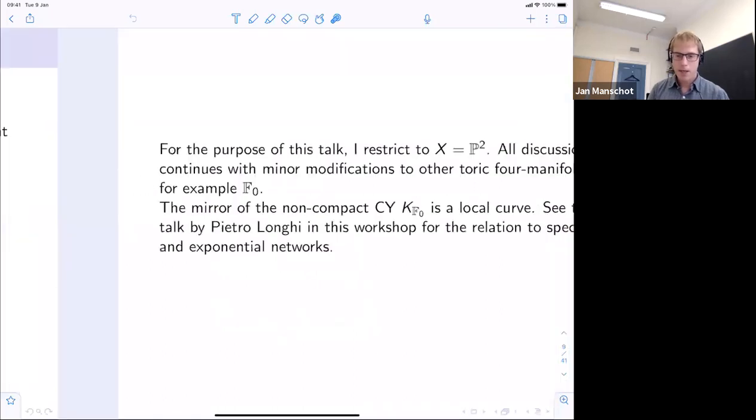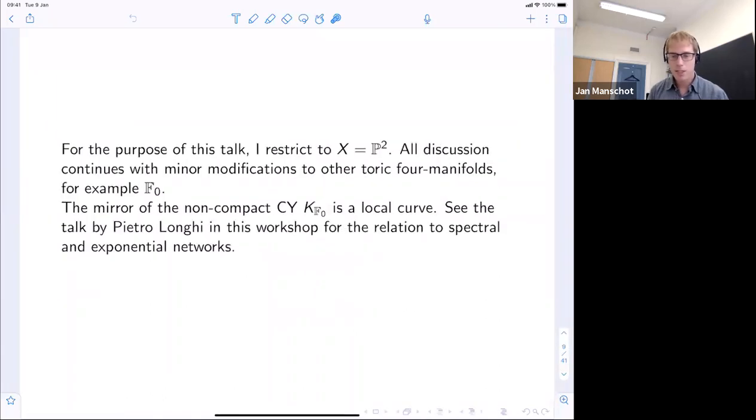Okay, and for the purpose of this talk, for now, I will restrict to X being the local projective plane P2, but all the discussion actually continues with minor modification for other toric four-manifolds, such as F0. The mirror of the non-compact Calabi-Yau, local F0, is a local curve, and see the talk by Pietro for the relation to spectral and exponential networks, and to compute the BPS spectrum from that perspective.